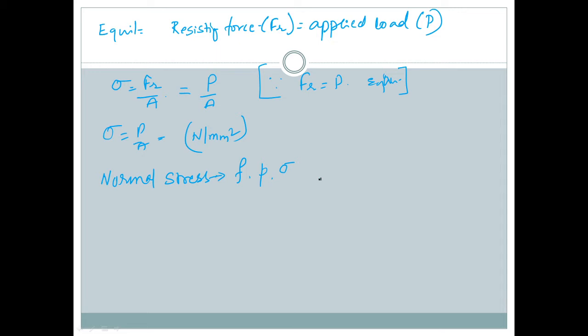Actually, we are going to study the variable stresses with some concept. We'll discuss that in the next class. Okay, so how the variable stresses are going to occur, we'll discuss that. So next one is unit of stress.